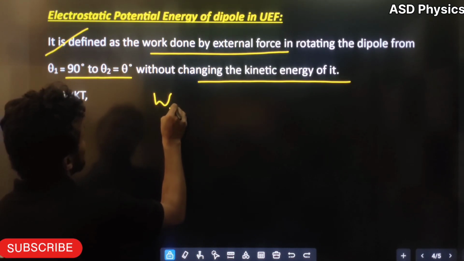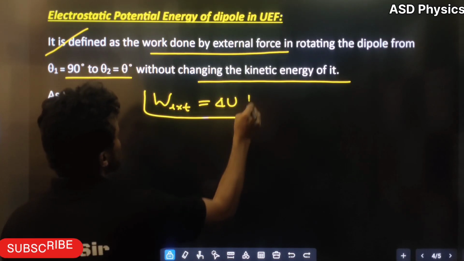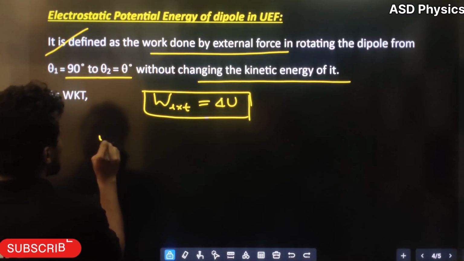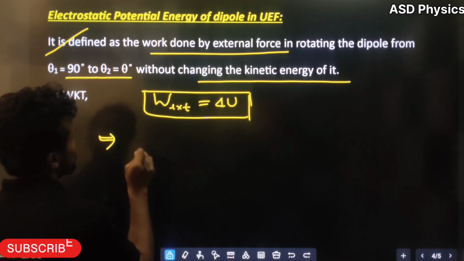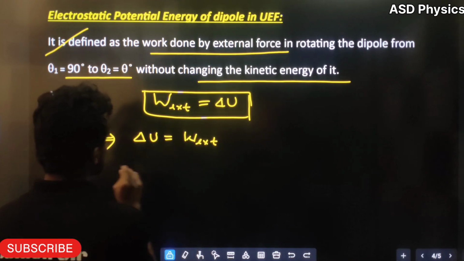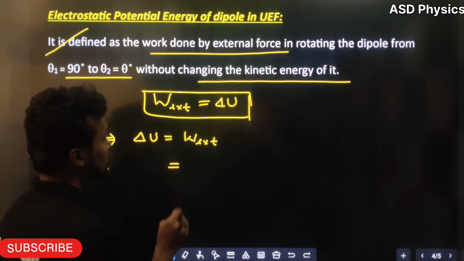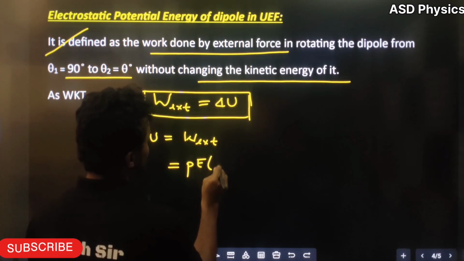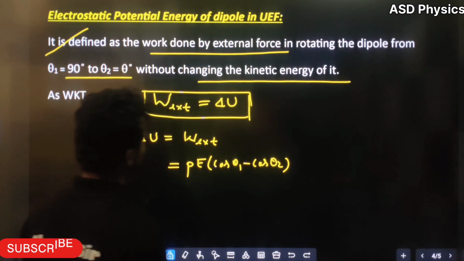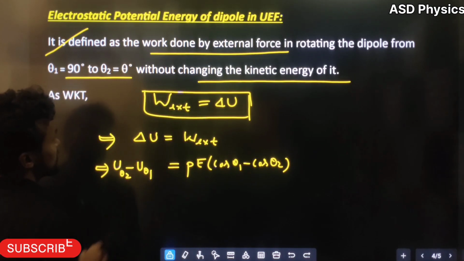So as we know, the work done by the external force is equal to the change in potential energy, provided kinetic energy is constant. Now I will reverse it so that we can calculate the potential energy. What is the work done formula? Pe cos theta 1 minus cos theta 2, and here potential energy means final configuration minus initial configuration.